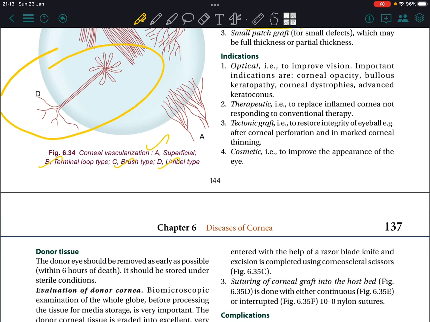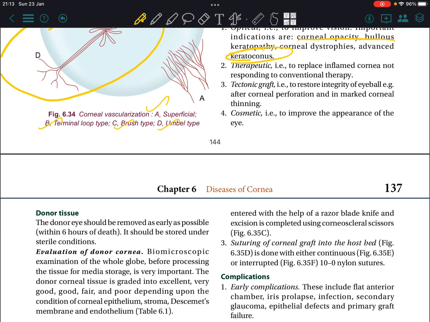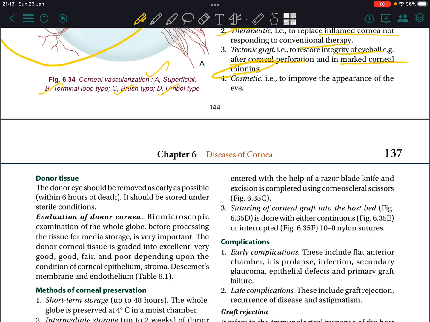Indications: optical, to improve vision. Important indications: corneal opacity, bullous keratopathy, corneal dystrophy, advanced keratoconus, etc. Therapeutic: to replace inflamed cornea not responding to conventional therapy. Tectonic: to restore the integrity of the eyeball after corneal perforation and in marked corneal thinning. Cosmetic: to improve the appearance of the eye.